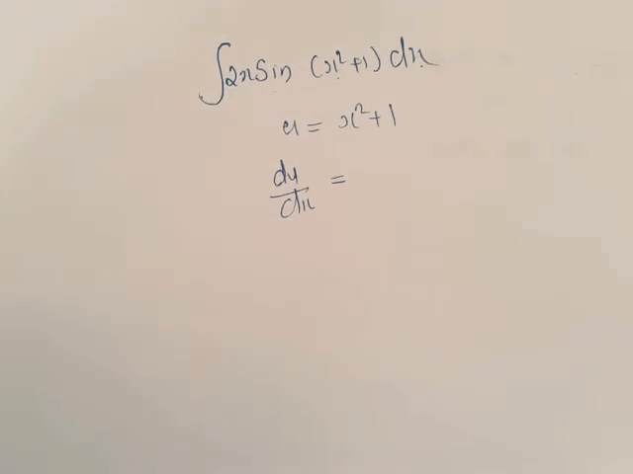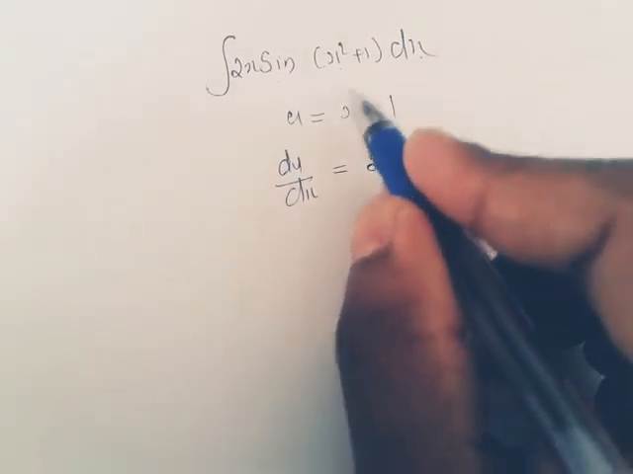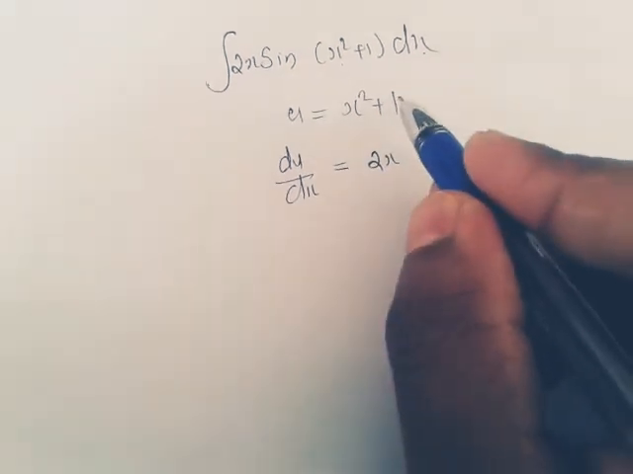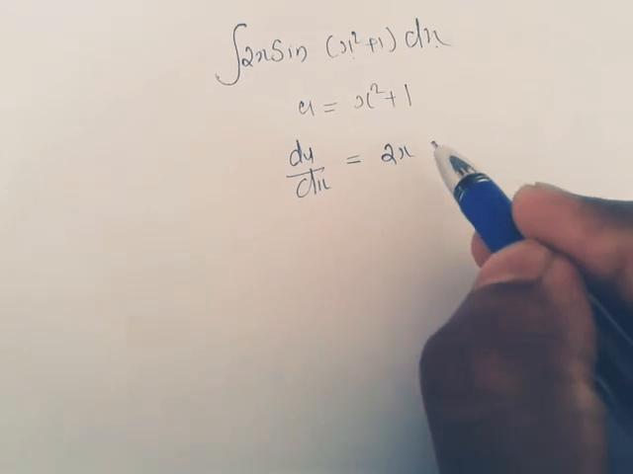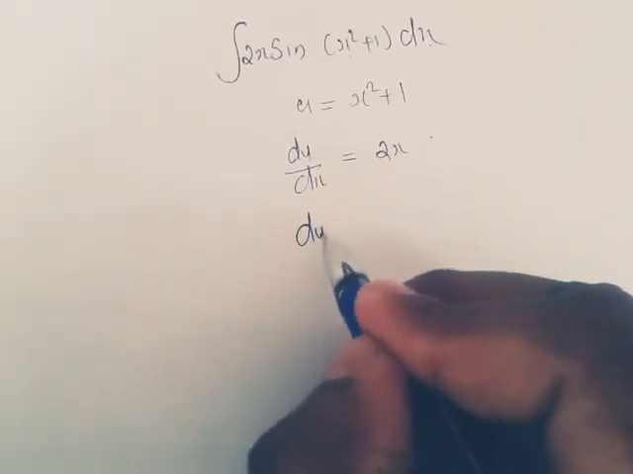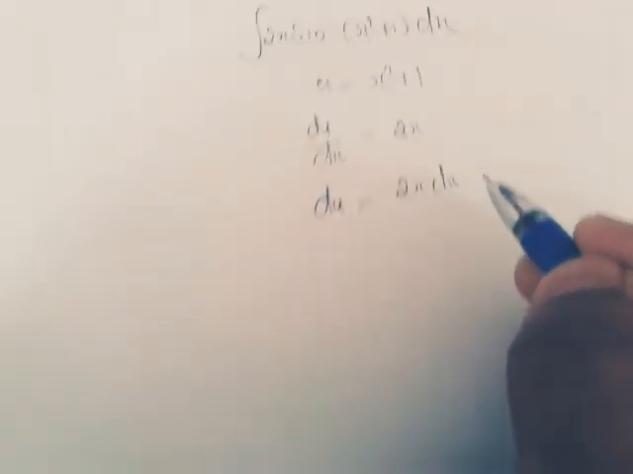Du by dx will be what? 2x. X square differentiation is 2x. This is a constant, so its differentiation is 0. So du by dx will be 2x. Then what will be du? Take this dx to the right side, it becomes 2x dx. Then what will happen? See the magic.